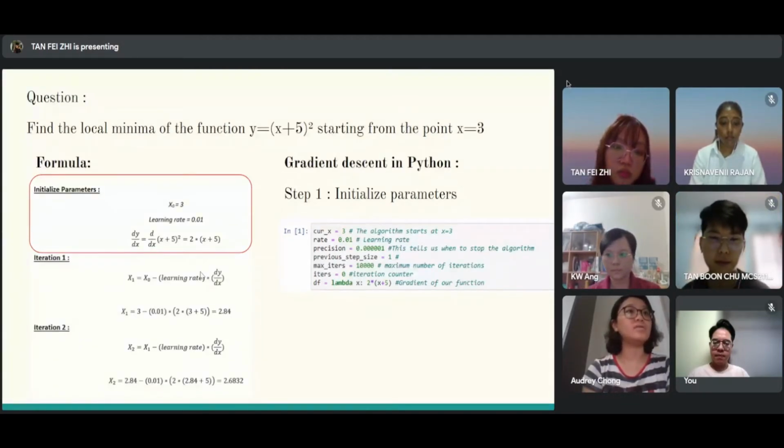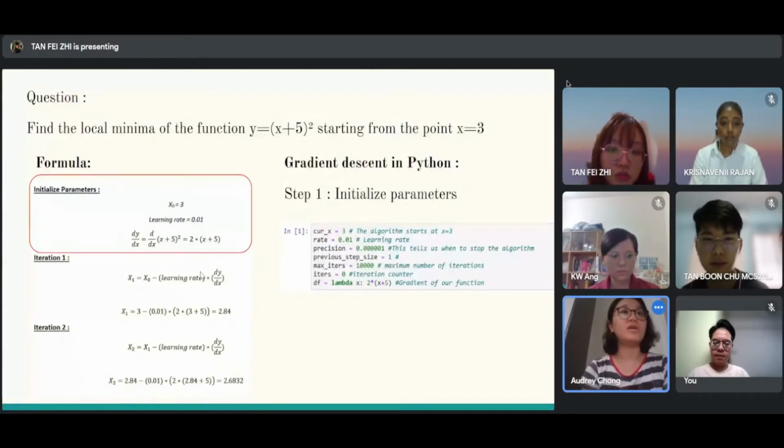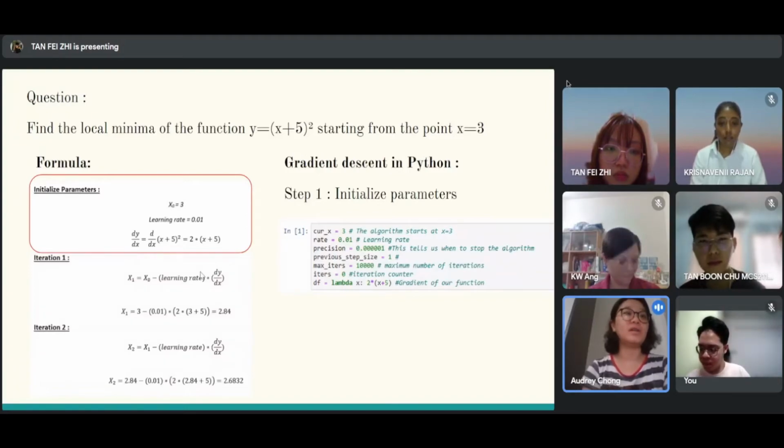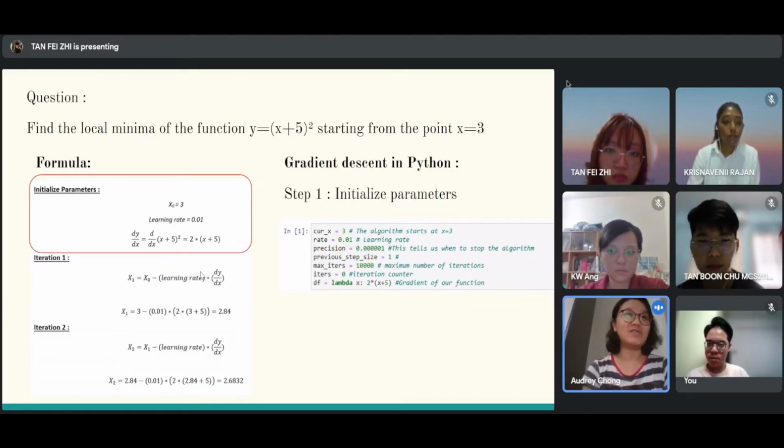Okay, so for the formula for this question, we are looking for the local minima of function y. From the formula at the left hand side, you can see the initial parameters that we have set: x0 equal to 3 as mentioned in the question, and the learning rate we have set here is 0.01, and the function y has been differentiated. For the iteration function, x1 is equal to x0 that I have calculated previously minus the learning rate times the differentiated function.